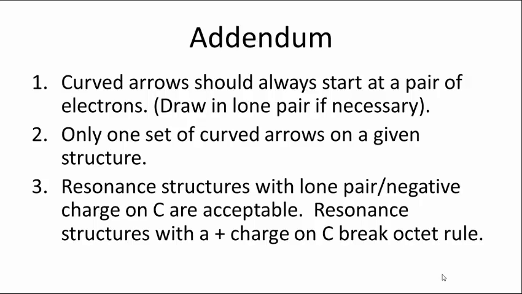Now the thing is, do we draw in all the lone pairs on our skeletal structures? No, we do not. So I want you to be in the habit, when you are starting a curved arrow at a lone pair, you should draw in that particular lone pair. So for instance, if I wanted to show the resonance, say in this molecule, I see this molecule here, and I want to show the curved arrows that show the resonance.